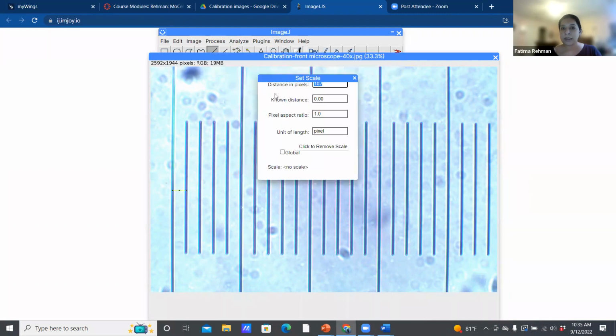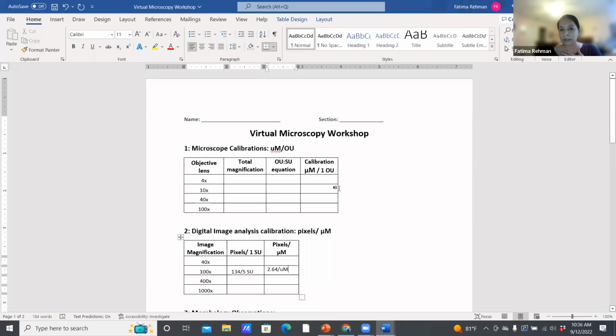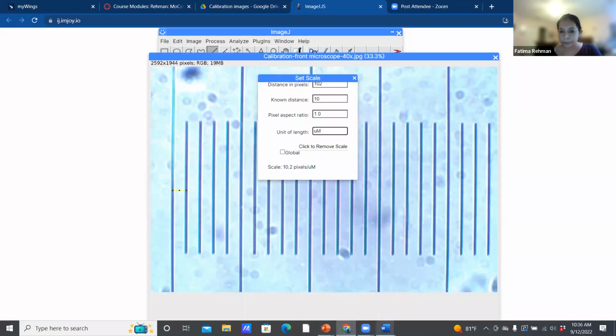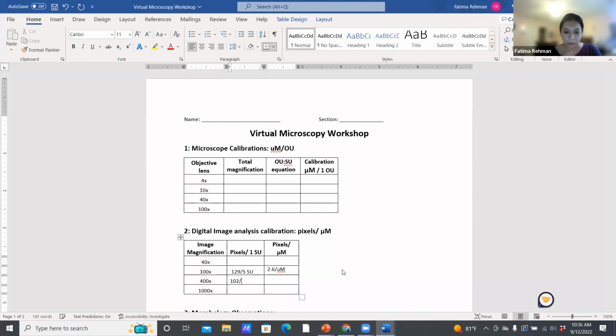Analyze, set scale. It says distance in pixels is 102. My known distance here should be 10 micrometers. And my scale, the calibration, is 10.2 pixels per micrometer. So in my case, over here, I would write 102 per stage unit. And over here, I got 10.2 per micrometer. This is using the 40X objective lens, so 400X total magnification.